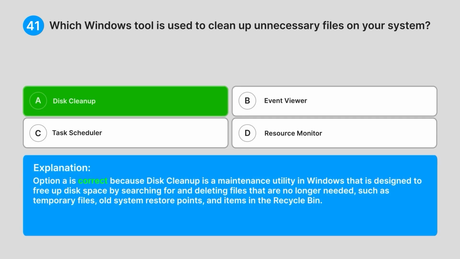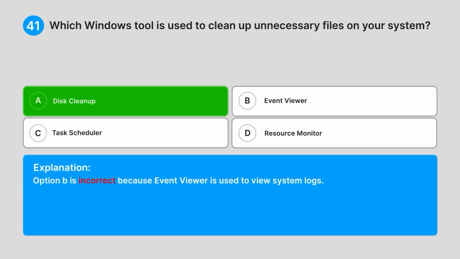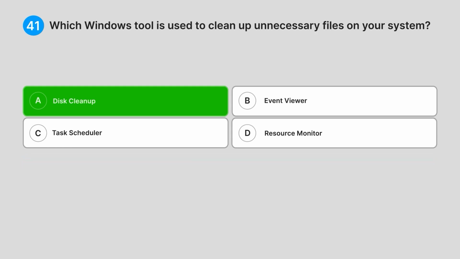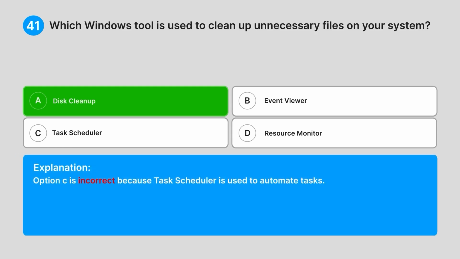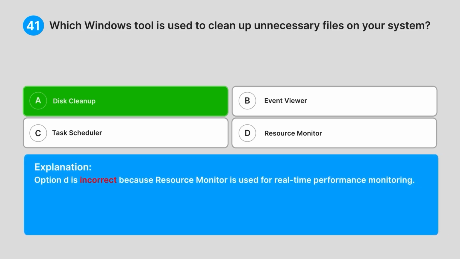Explanation: Option A is correct because Disk Cleanup is a maintenance utility in Windows that is designed to free up disk space by searching for and deleting files that are no longer needed, such as temporary files, old system restore points, and items in the recycle bin. Option B is incorrect because Event Viewer is used to view system logs. Option C is incorrect because Task Scheduler is used to automate tasks. Option D is incorrect because Resource Monitor is used for real-time performance monitoring.